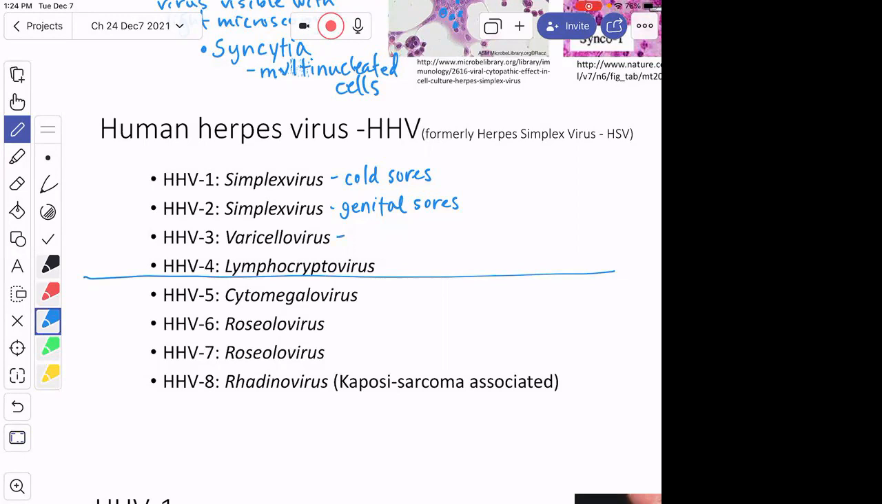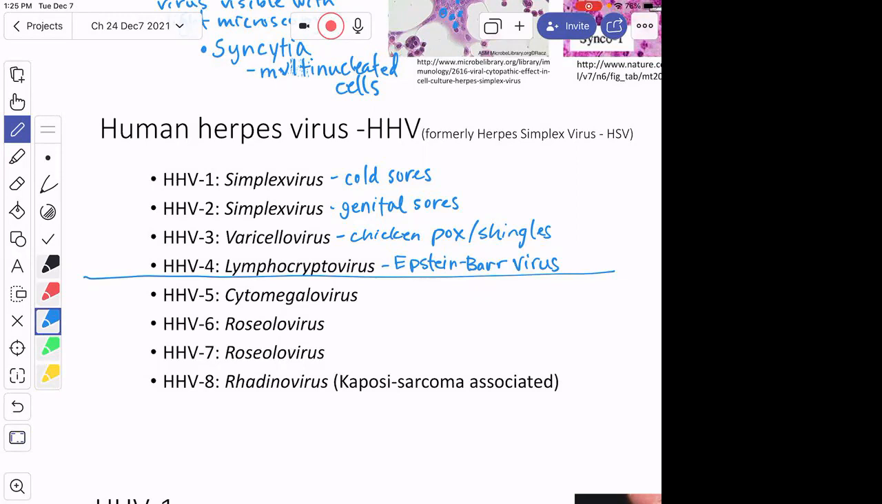HHV3 varicella virus, that's a causative agent of chickenpox, as well as shingles. We'll talk more about that. And HHV4 Lymphocryptovirus is more commonly called Epstein-Barr virus, after the people that discovered it. And that most commonly causes infectious mononucleosis. All right, so the other 5 I'll just mention here, but we're not going to talk about any more detail.